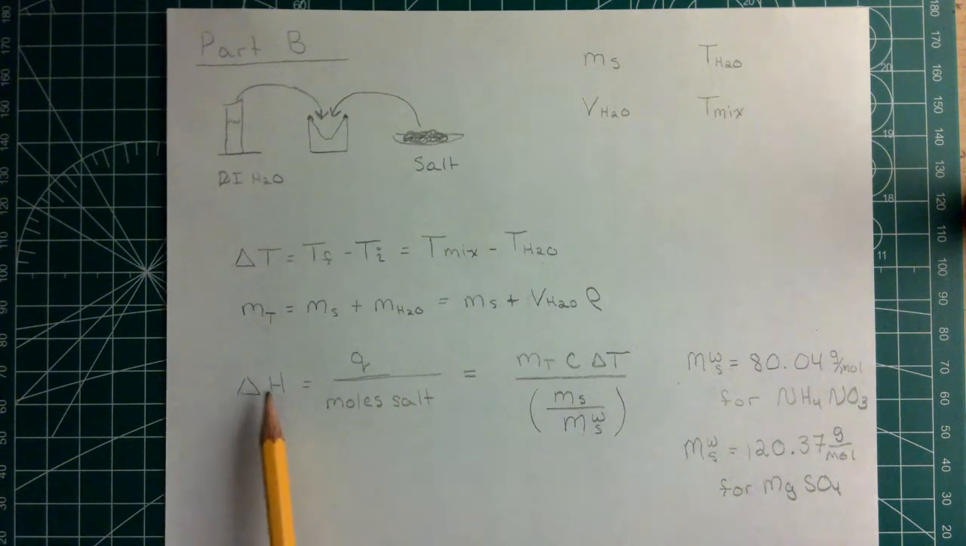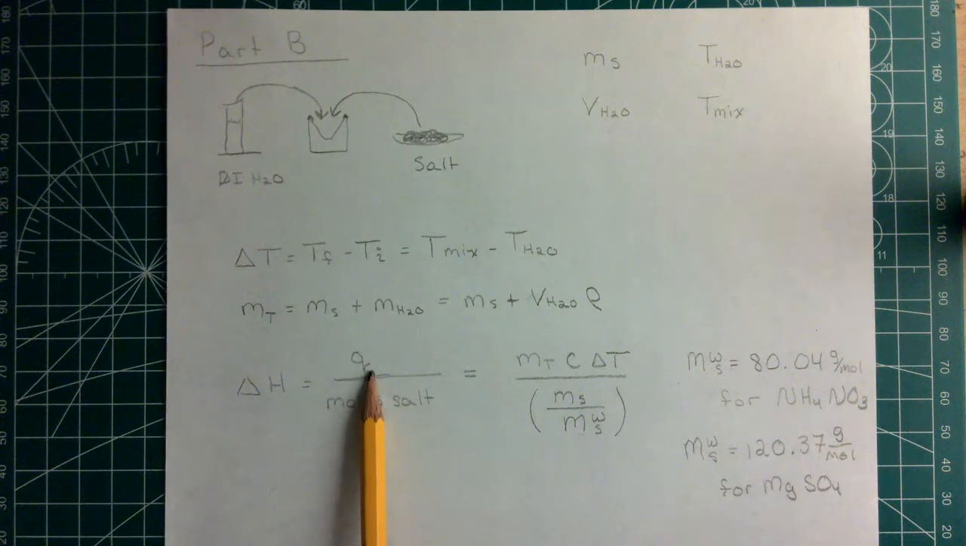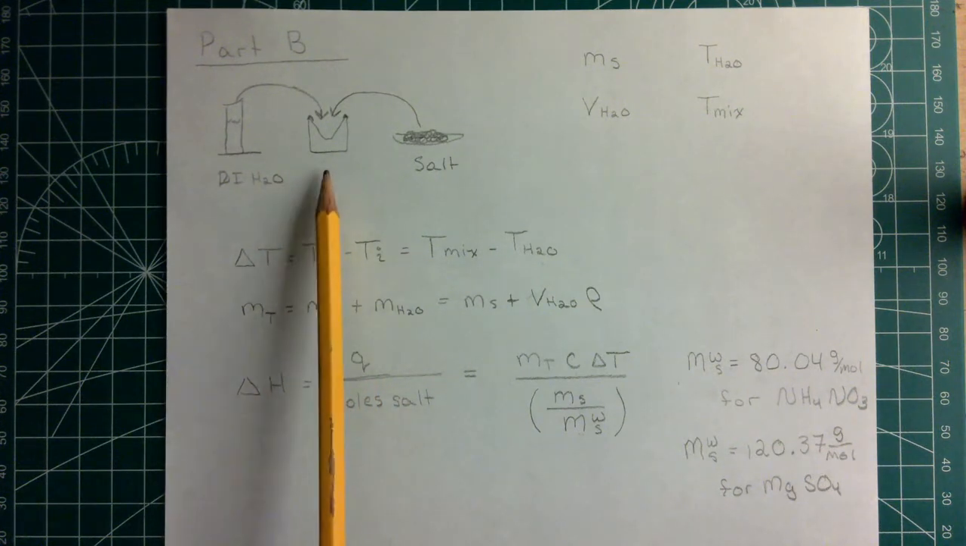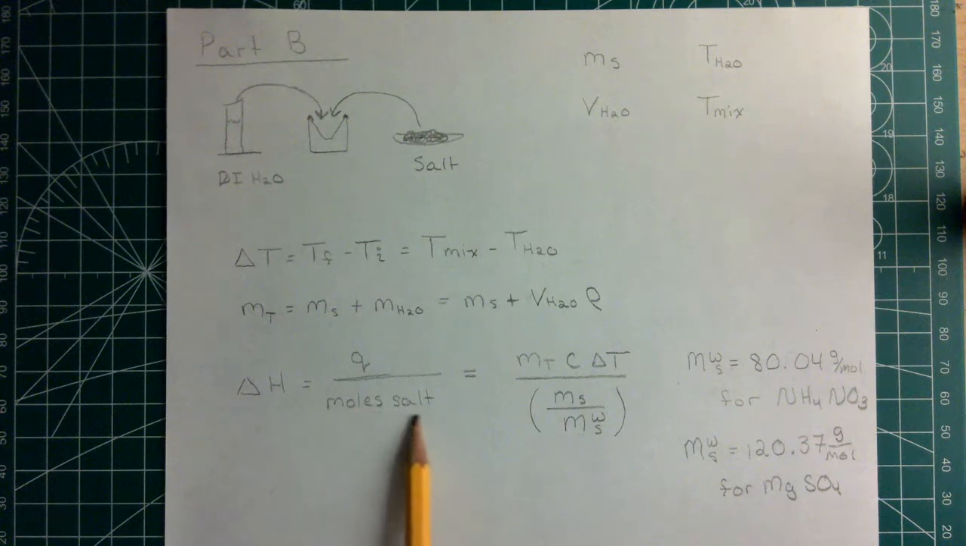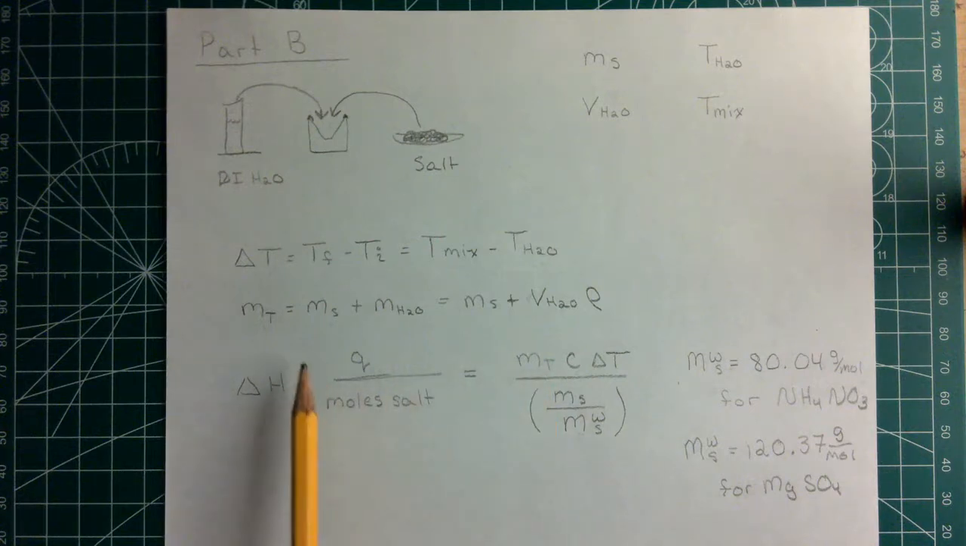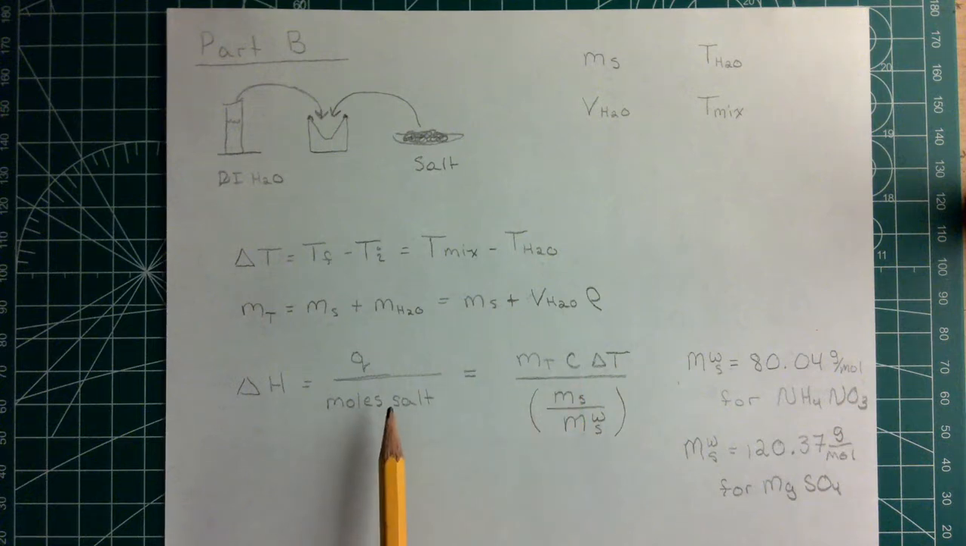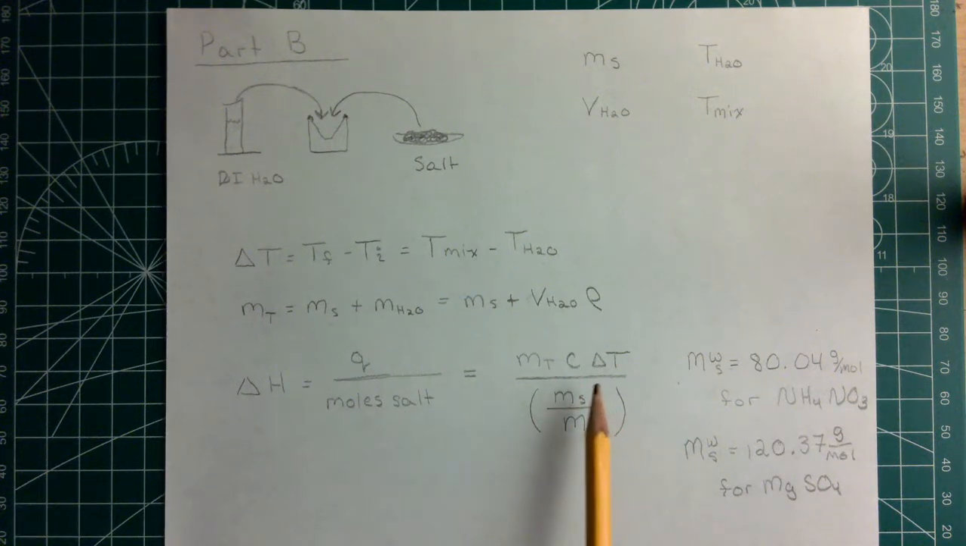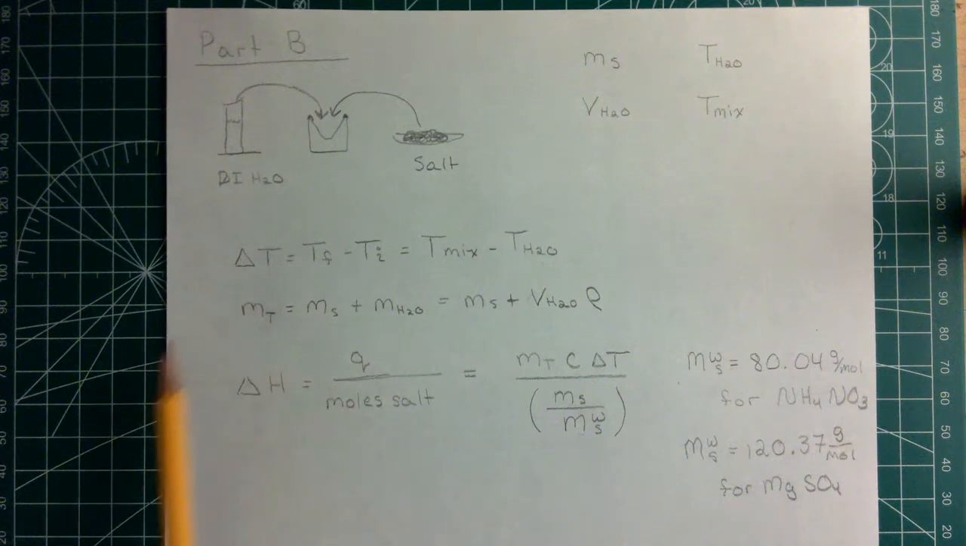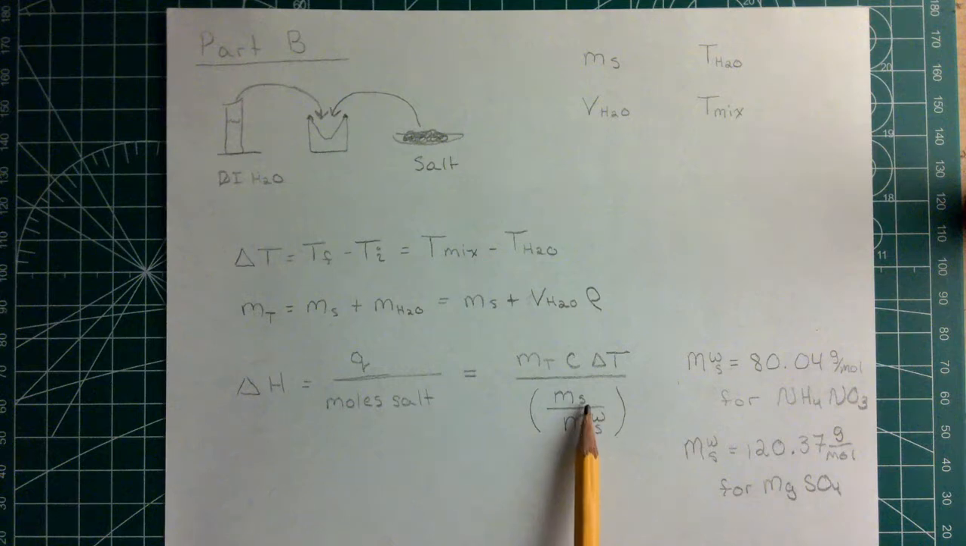Finally, we'll calculate the change in enthalpy as the heat that was either released or gained by the system divided by the moles of salt. The heat will be calculated as the total mass of the system we found here times the heat capacity of 1 calorie per gram degree Celsius times the change in temperature that we calculated up here. The moles of salt will be calculated by taking the mass of the salt divided by its molecular weight.